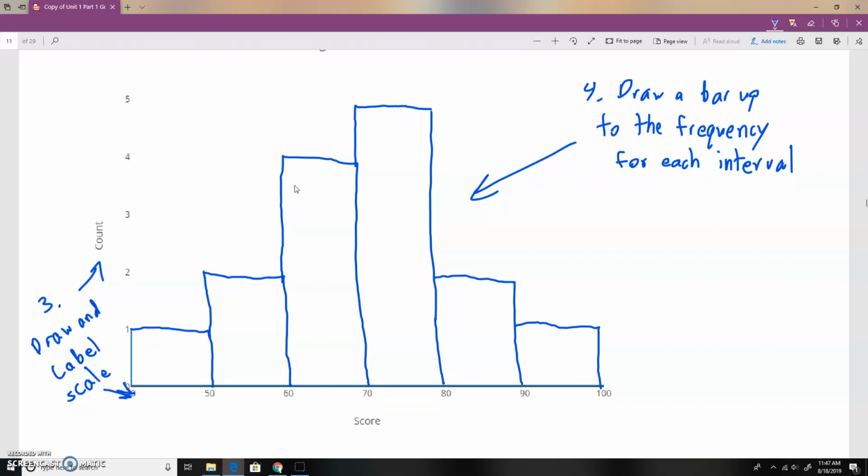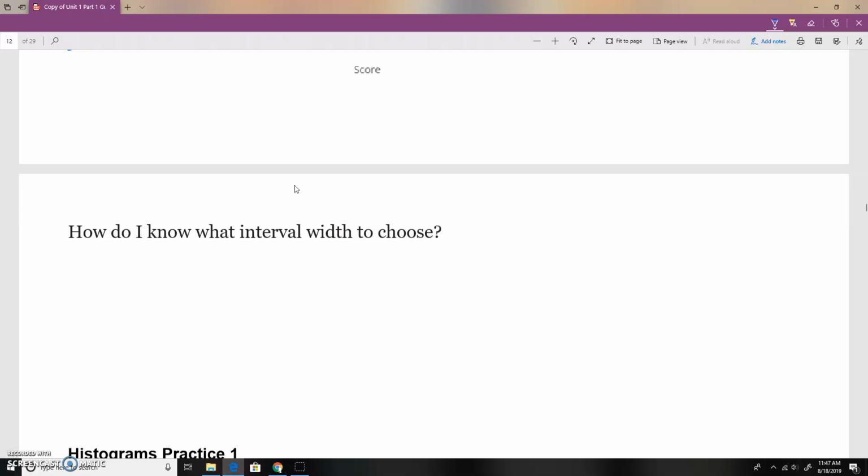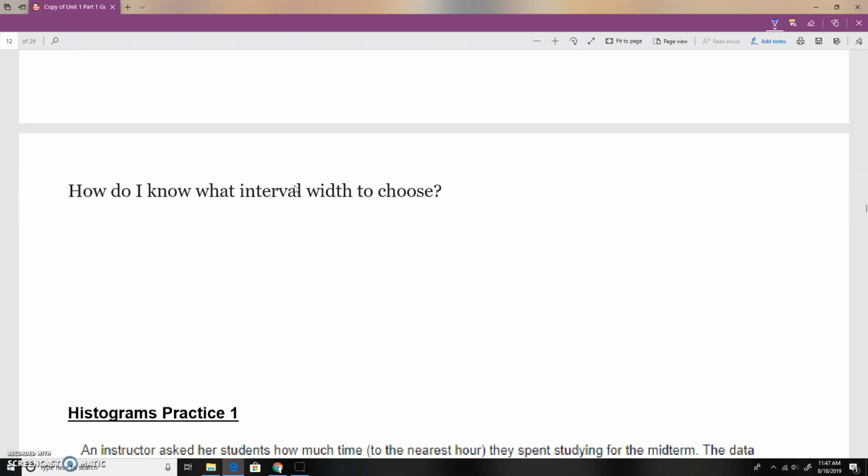Now, the last question we're going to kind of look at is, how do I know what interval width to choose? Well, this really depends on the data. As you saw, our data in our example were all 2-digit numbers, so going by tens kind of worked for us. If they were just 1-digit numbers, we might have chosen a different interval width. It all really just depends on what you're trying to show and what data you're trying to show.